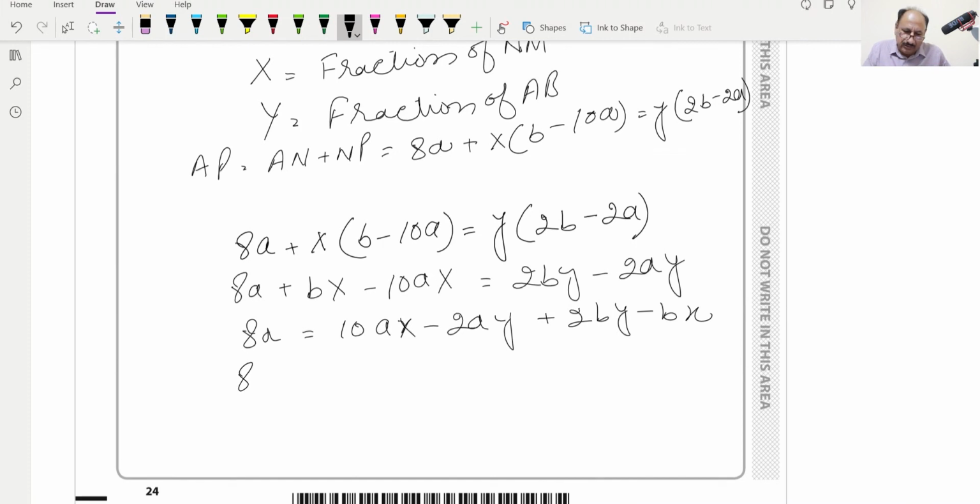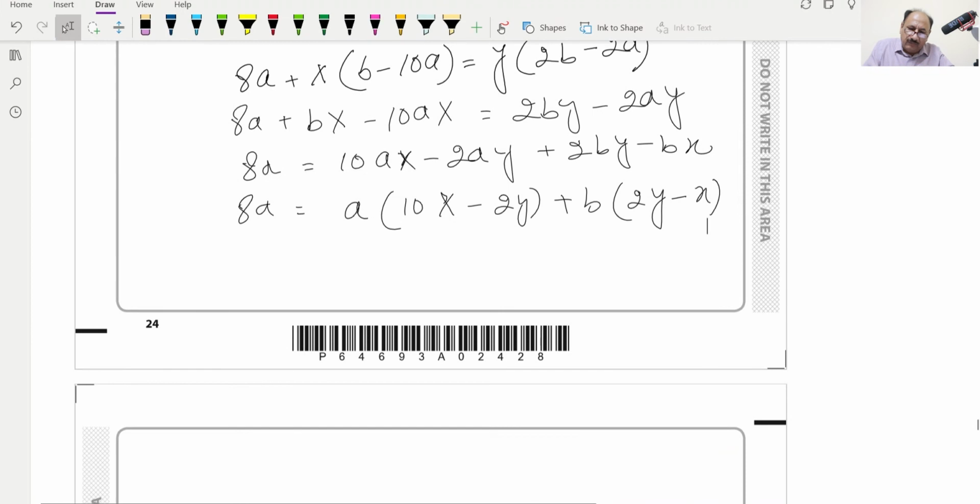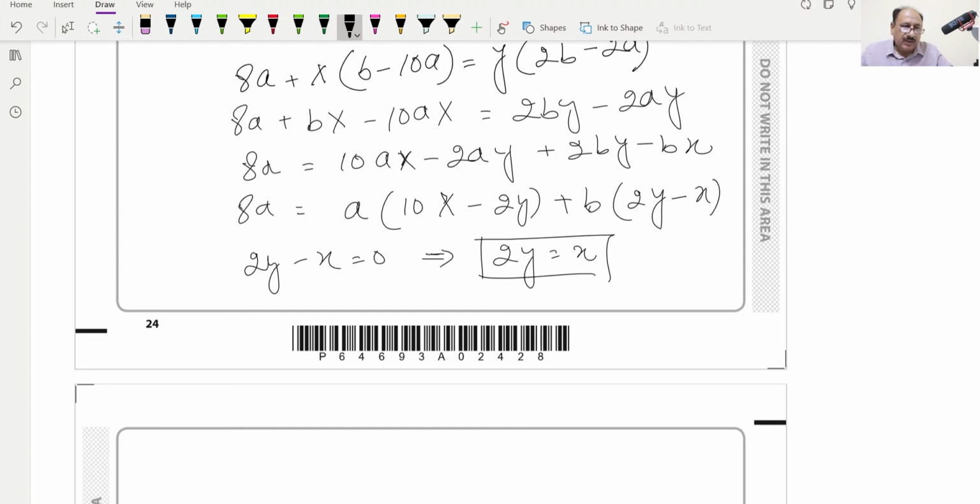So we can take a common from these two, and this will be 10x minus 2y, and b we can take common from here, it will be 2y minus x. If we compare the coefficients, this side is not having b and this side is having b, so this coefficient will be equal to 0, so we can put 2y minus x is equal to 0. This implies 2y is equal to x, so this will be our equation.